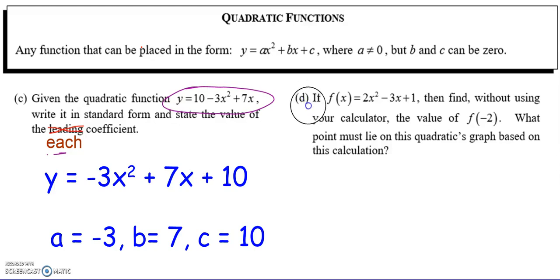Okay, part D, pretty easy for you. You're just going to find f of -2. So you're going to input -2 into this function, see what you get out, and they want you to write your answer as a point to see what point would lie on the graph if you were to graph this. So do that now, please. Hit pause.